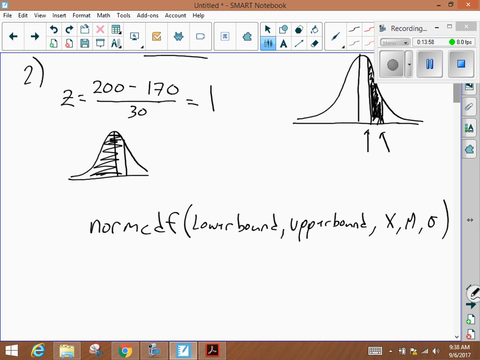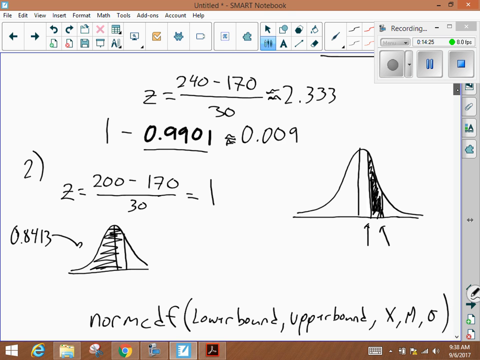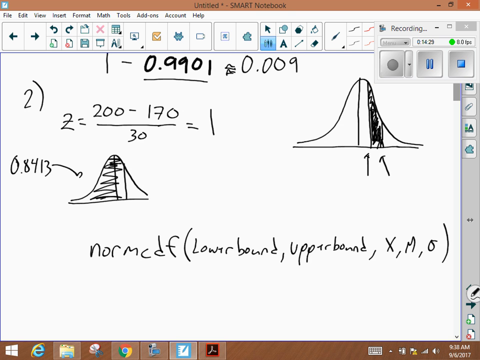All right, so what did we get for this? This proportion was 0.841. Okay, or let's see, we'll go 1.3 because I think we have 4 digits on our other one. All right, so what is this area then? This little area is 0.9901 minus 0.8413.